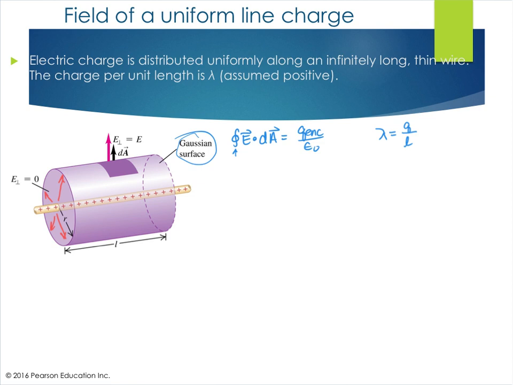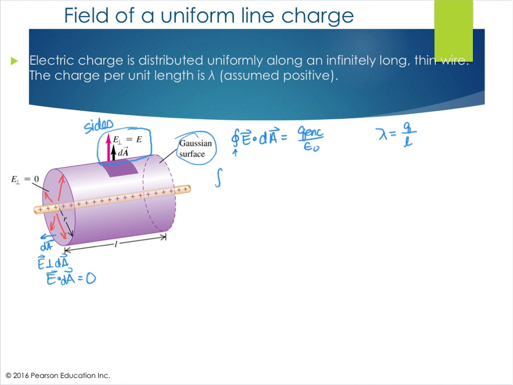What's going to happen is on the sides, we're going to find that the electric field and the area vector are parallel to each other, so that will contribute to the left-hand side of Gauss's law. But on the endpoints, if we look at dA, we'll see that the electric field is perpendicular to the vector dA, and so E dot dA at the ends is 0. So the top and bottom of the cylinder are not going to contribute to our integral.